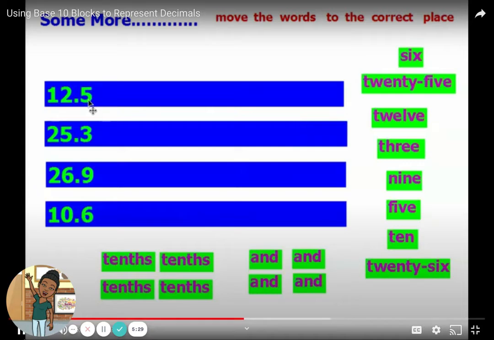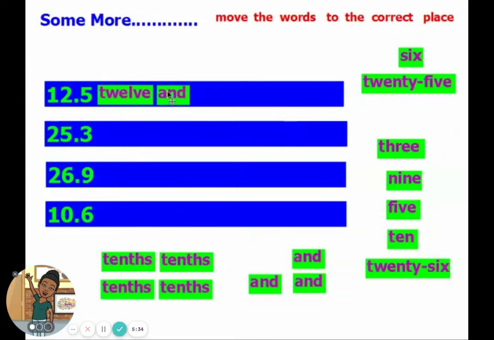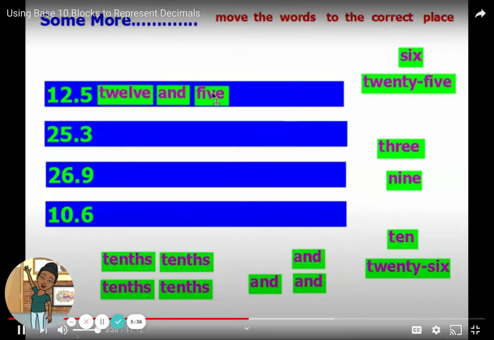So let's look at our numbers. So we've got 12 and 5. And what place value is that? 5 tenths. There we go.